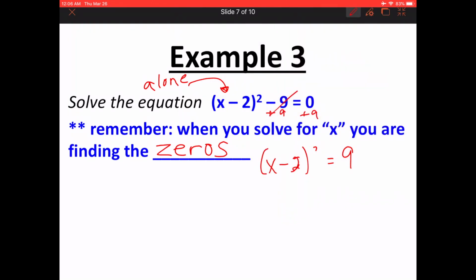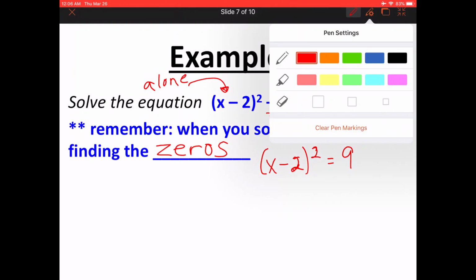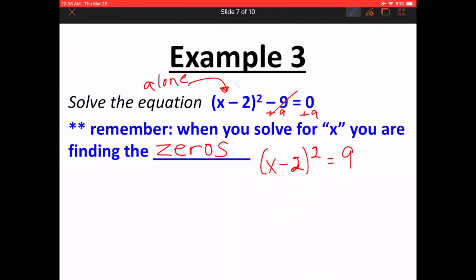So let me put my parentheses back. And so what I'm going to do is get rid of my square first. So let's square root both sides over here on the left. The square and the square root cancel out. Now this is what's really tricky. I'm left with x minus 2 equals 3.